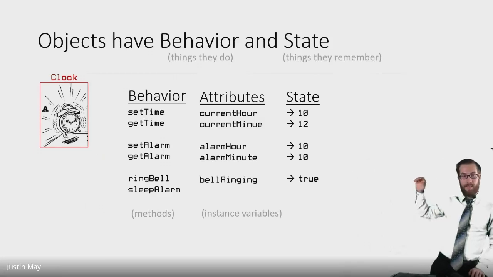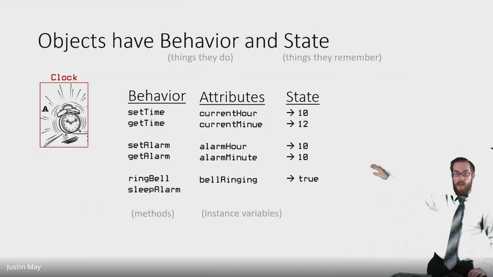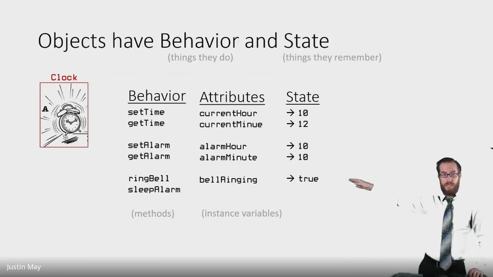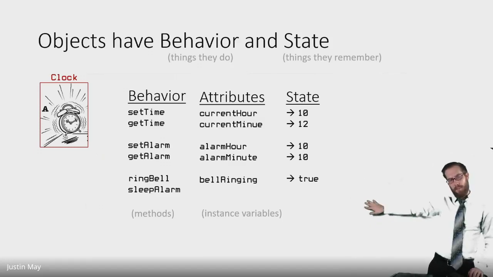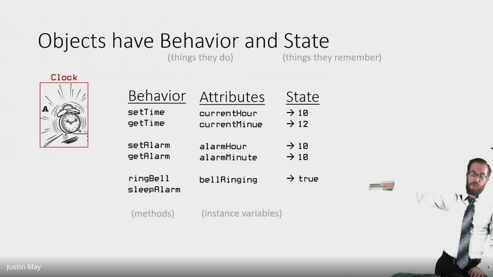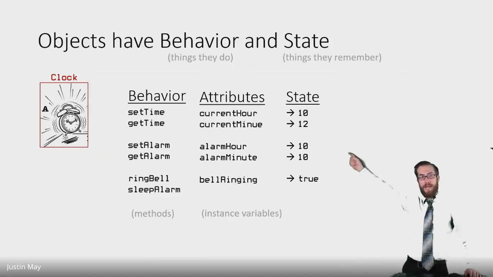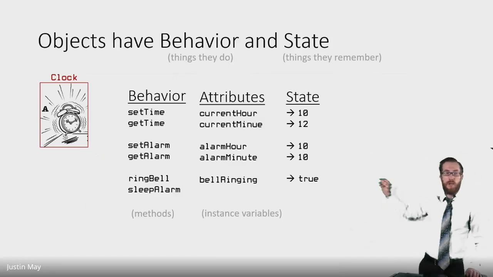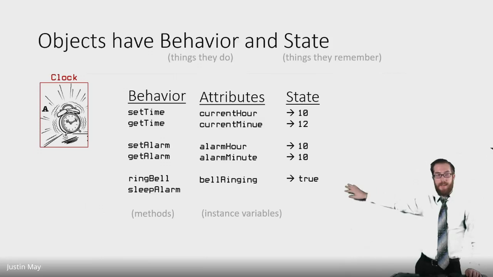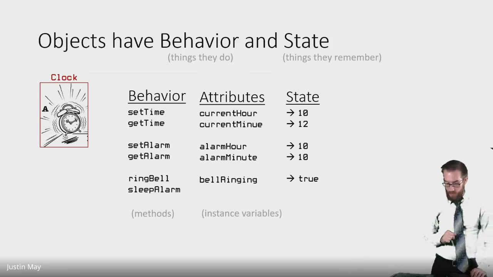It has attributes, and attributes are the things that this clock can remember. It remembers what the current hour is and the current minute. It remembers what the alarm's hour and minute are, and it remembers whether the bell is ringing or not. And the state is the value of those attributes. So the state of this clock is that the current hour is 10 and the current minute is 12. The current alarm hour is 10 and the current alarm minute is 10. And currently the bell is ringing. So that's the state of this clock.